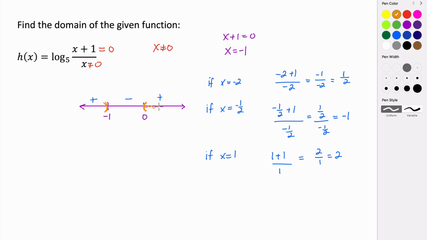So it's going to be all of this here to the right of 0 and all of this here to the left of -1. So our intervals are going to look like this for our domain. The domain is going to be everything from -infinity up to -1, and then union from 0 to infinity. So this is the domain of this logarithm.